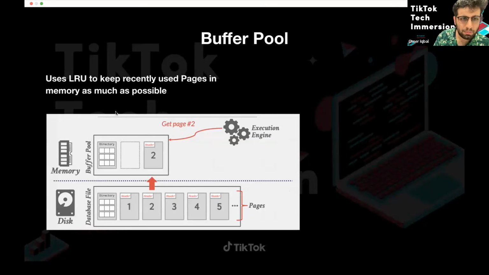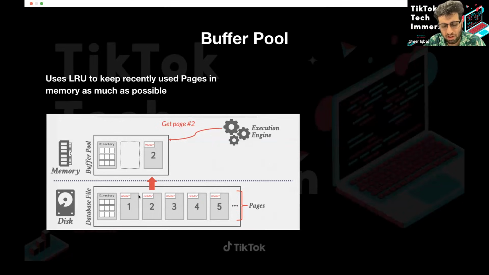So I'm going to talk a bit more about the buffer pool. The key idea, very simple, is that we want to use LRU to keep the recently used pages in memory as much as possible. This is very similar to caching. When we get a query, let's say I want to fetch page 2. My execution engine, which is my query engine, is going to run that query. It knows I need page 2, so I'm going to look up the page directory and find where it's stored.